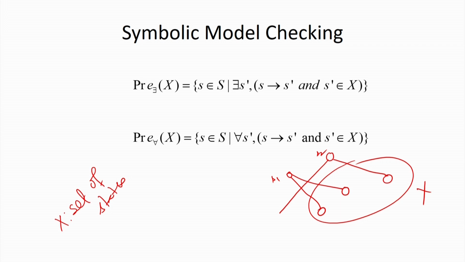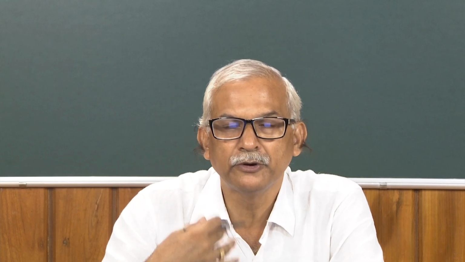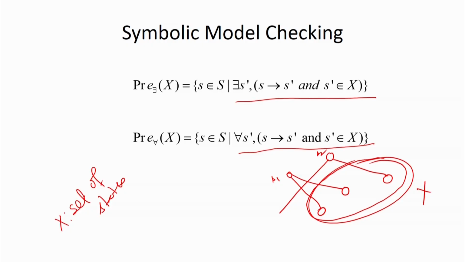Now, our job is, if I have this particular set of states, to find out the predecessors of this set of states satisfying those particular properties. For pre-exist x, it should satisfy this property, and for pre-forall it should satisfy that property. So, our job is to find the set of states which are predecessors of this particular set of states. Now, if we are representing our transition system with BDDs, we have to see how we are going to get those predecessor states.